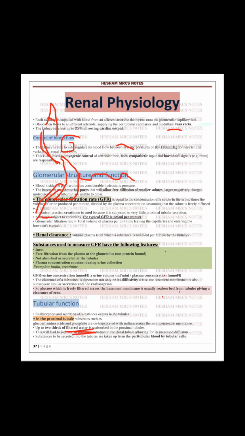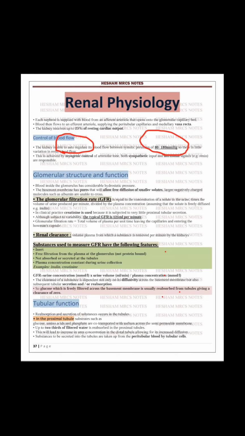After it, we have control of blood flow through the kidney, which is usually controlled by the myogenic control of the arteriole itself, which is the afferent. This is to keep the normal autoregulatory mechanism of the kidney between two limits of pressure, between 80 to 180 millimeters of mercury. Here we come to what is called the glomerular filtration function.